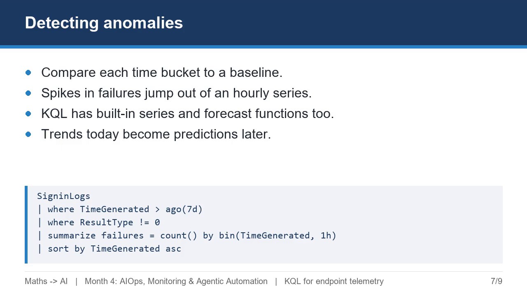For predictive work, you compare each time bucket against a baseline. A spike in failed sign-ins jumps right out of an hourly series like this one. KQL also has built-in series and forecasting functions for more advanced anomaly detection, but even a simple hourly count, sorted by time, reveals an awful lot. The trends you spot today become the predictions you automate later.